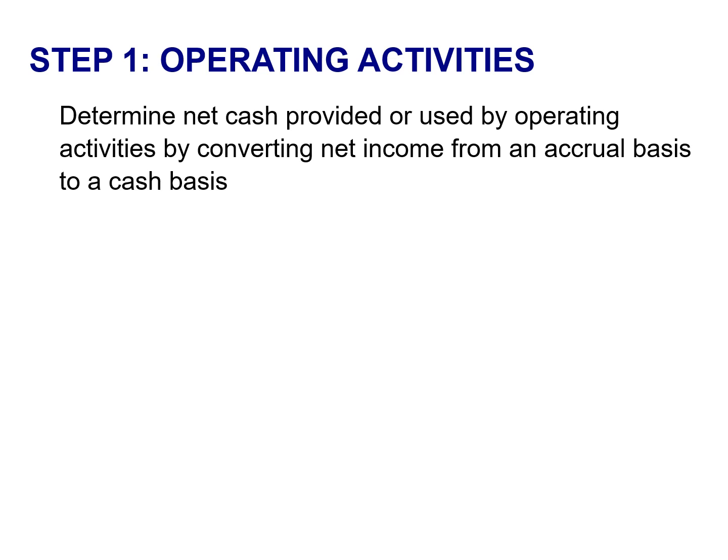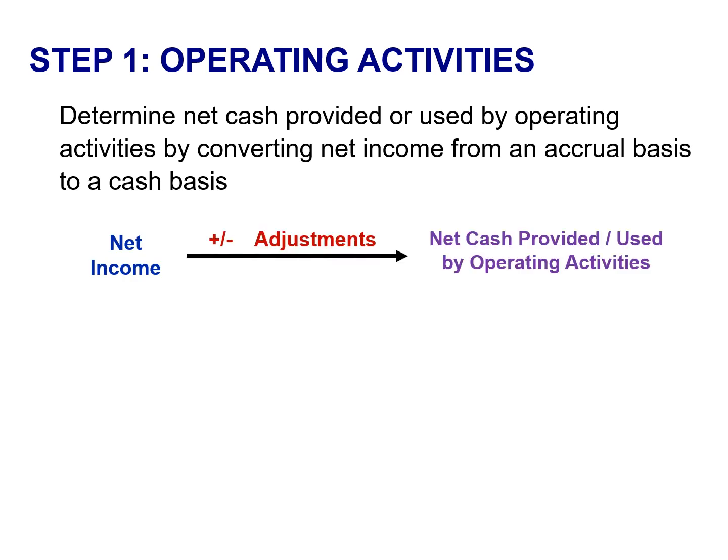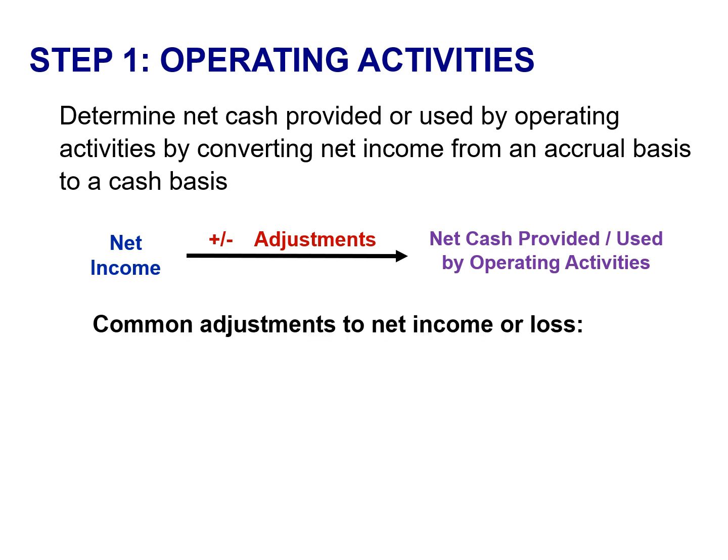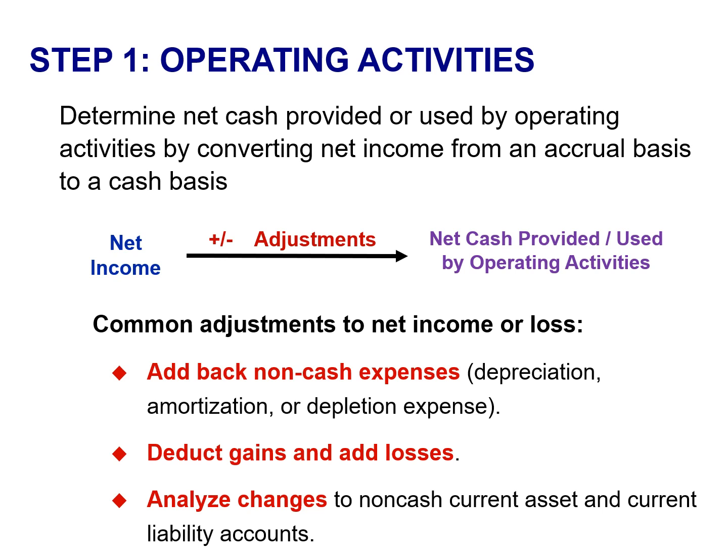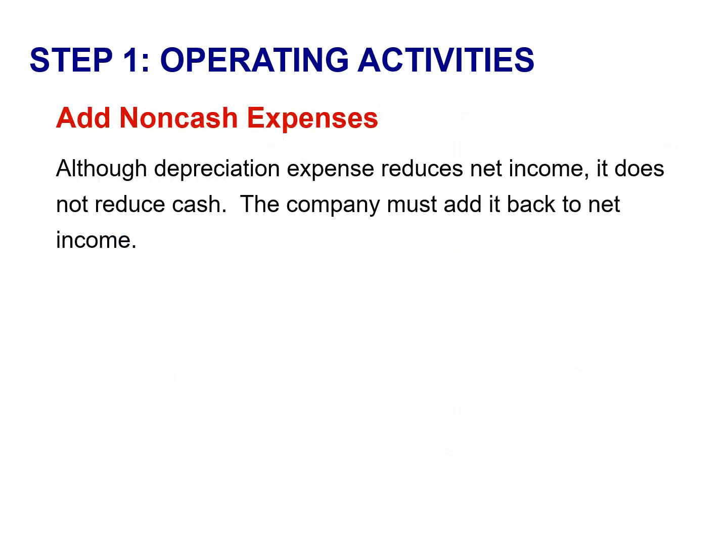The indirect method starts with net income and converts it to cash flows from operating activities, or a cash basis, by making 3 adjustments. We'll discuss each of these adjustments in detail in the next few slides. We need to adjust net income for non-cash expenses such as depreciation. Recording depreciation expense does not affect the cash account. It actually affects a non-current investing asset, such as property, plant, and equipment.